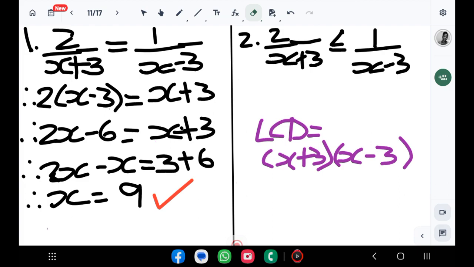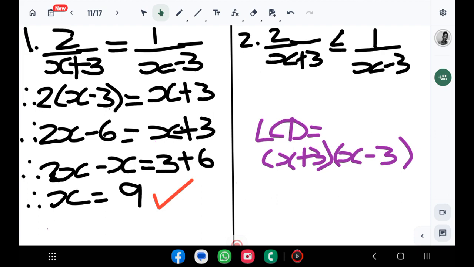Now, the inequality on the other side requires something a little different. You cannot cross multiply with this one. You don't solve it exactly the way you did with the rational equation, right? So what you do is you now take everything to the left-hand side.